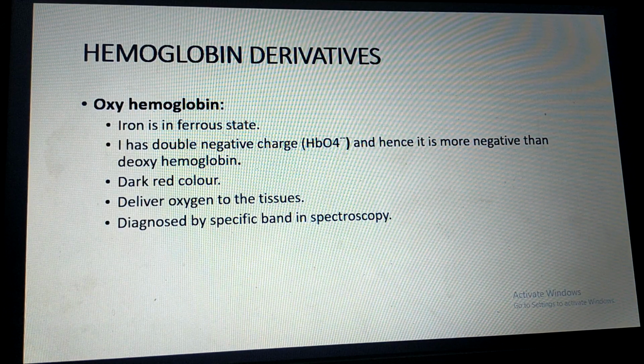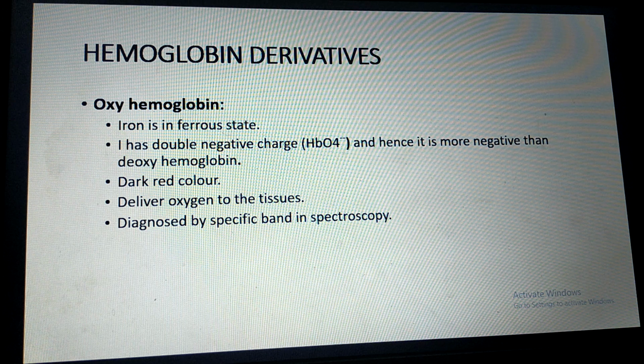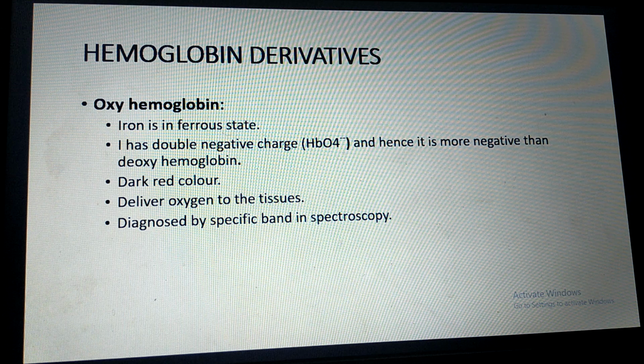First is oxyhemoglobin. Iron is in ferrous state. It has a double negative charge and hence it is more negative than deoxyhemoglobin. It is dark red in color. The function of oxyhemoglobin is that it delivers oxygen to the tissues, and oxyhemoglobin is diagnosed by an instrument called a spectroscope, and the method is called spectroscopy.